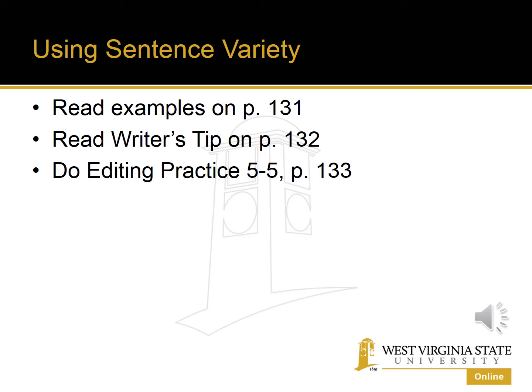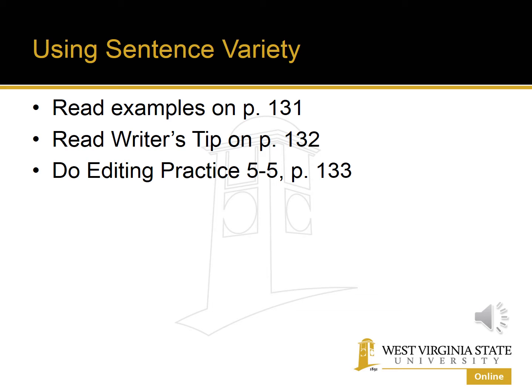Page 132 of your textbook has a few writer's tips that I also wanted to cover that show that it's not just about varying sentence type. There are other techniques that we can use to improve our sentences. So the first example that's given here is to begin sentences with participial phrases. That's an excellent way of avoiding monotony.